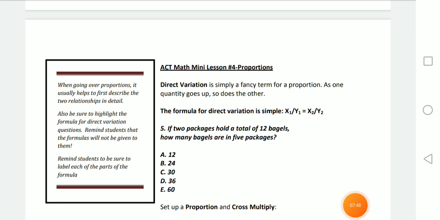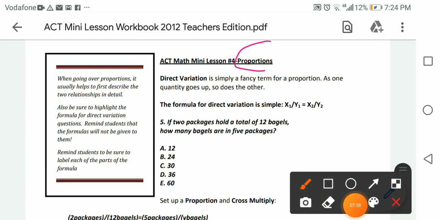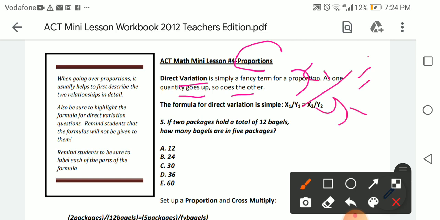Okay, guys, let's move now to another kind of problem, proportions. Here we have direct variation. It's simply a fancy term for proportion: as one quantity goes up, so does the other. The formula is x1 over y1 equals x2 over y2. It's very easy. Let's see with an example.